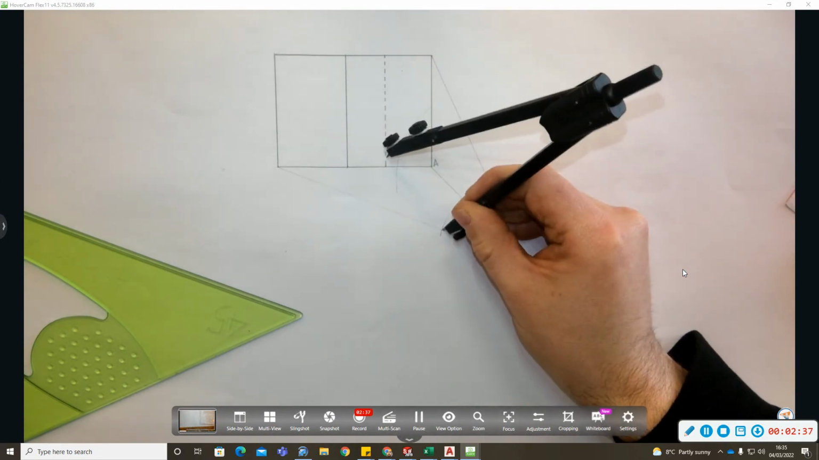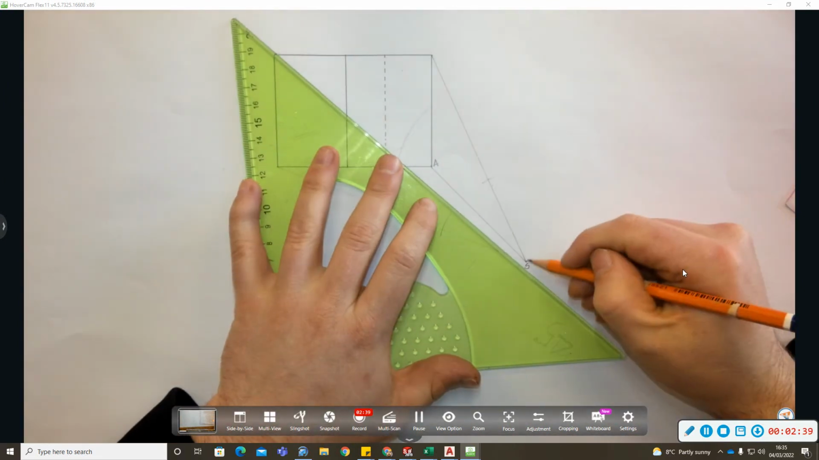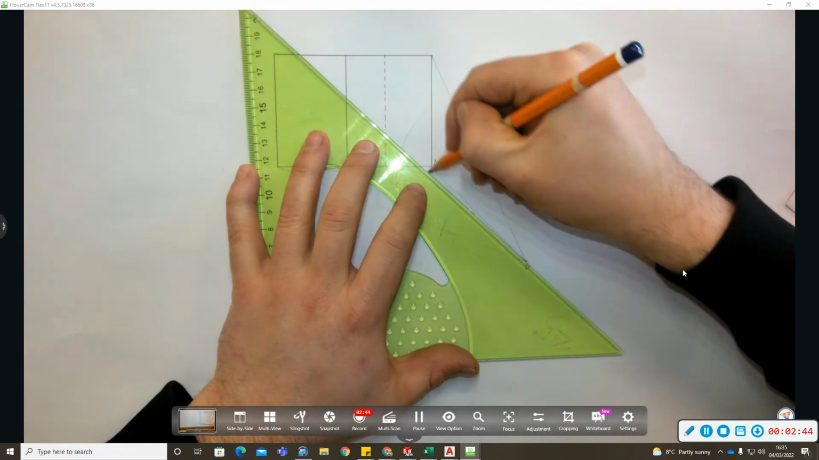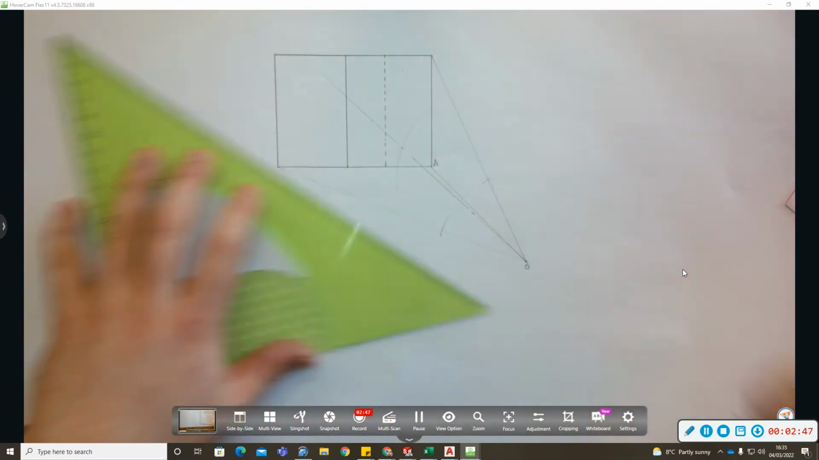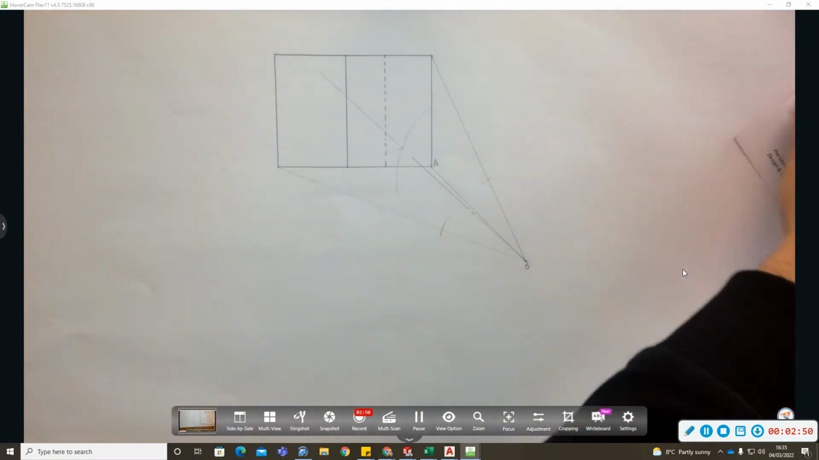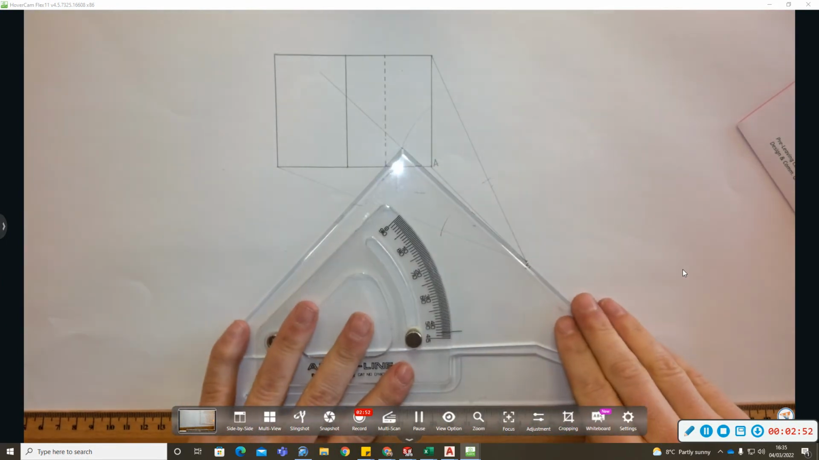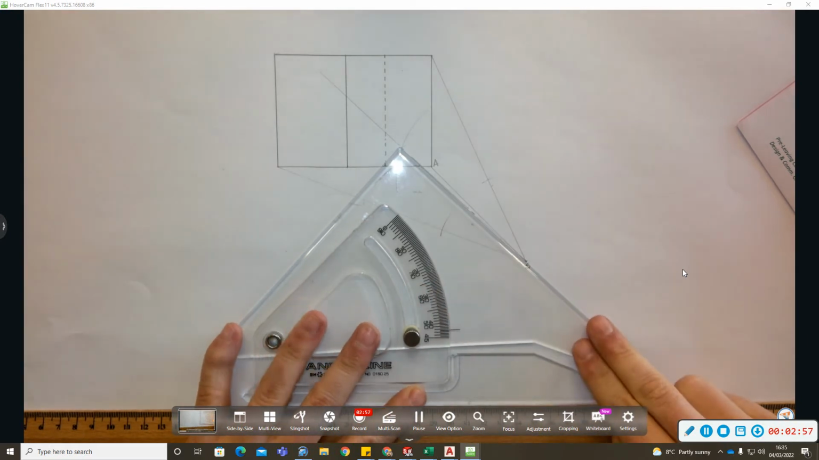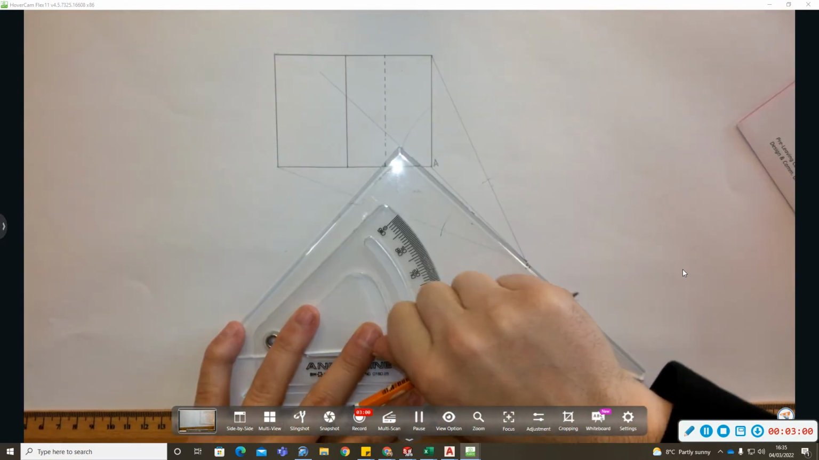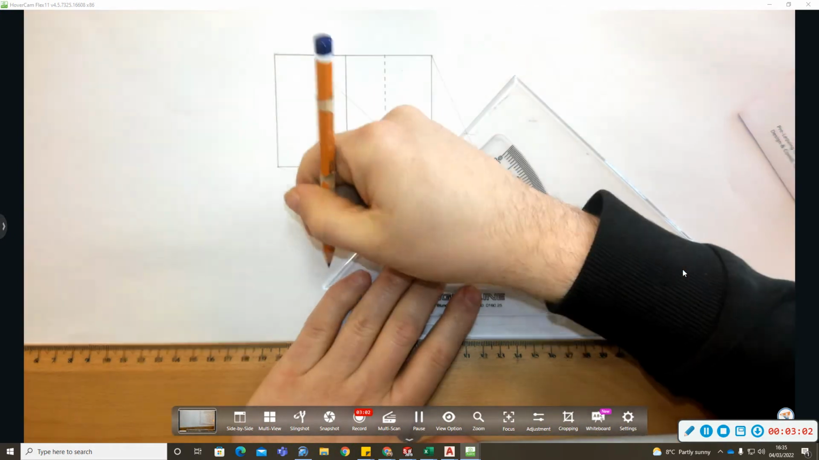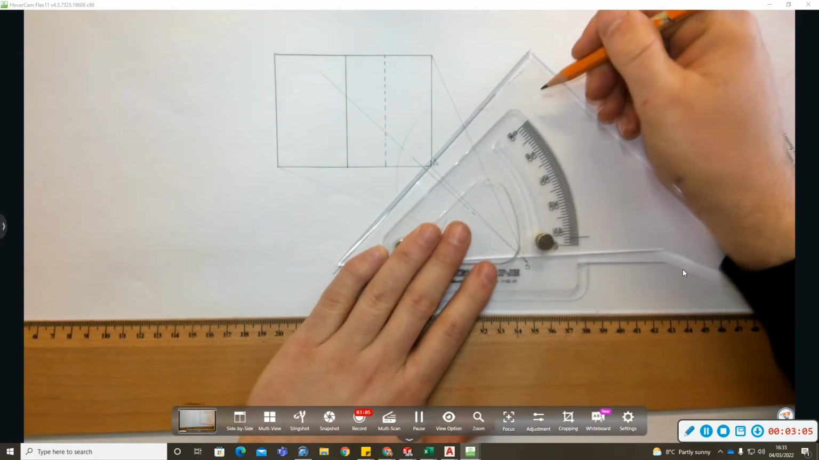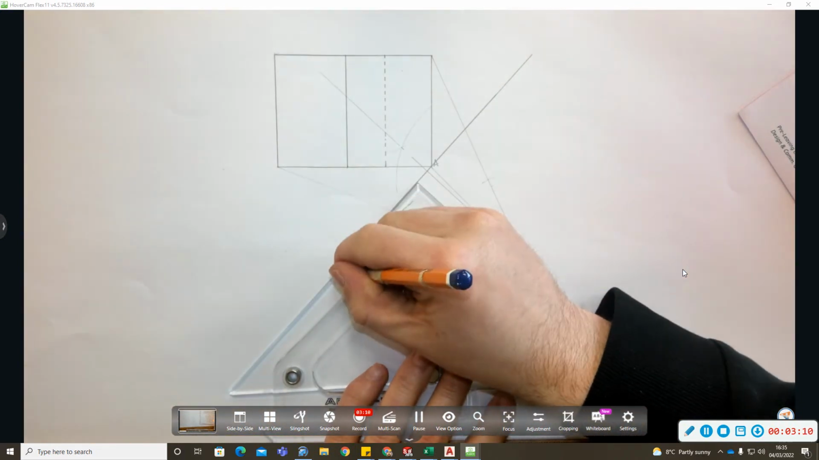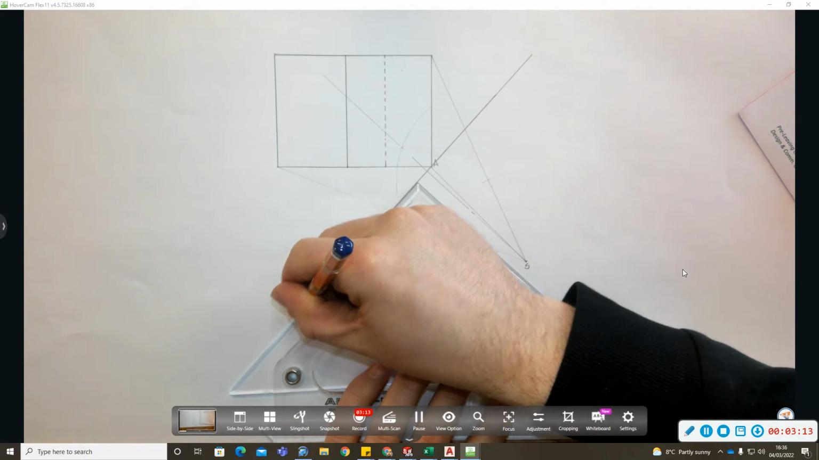So I want to bisect that angle. Okay, here's the center line of vision here. Now my picture plane is going to be at a right angle to that center line of vision. So you can use sliding set squares if you have to. Right, here's my picture plane. It's passing through corner A. And it's a right angle to the center line of vision.